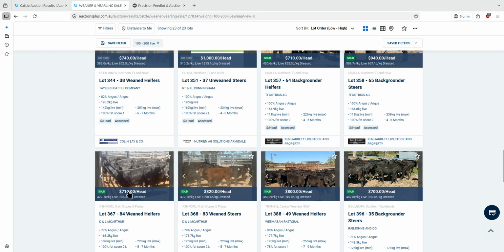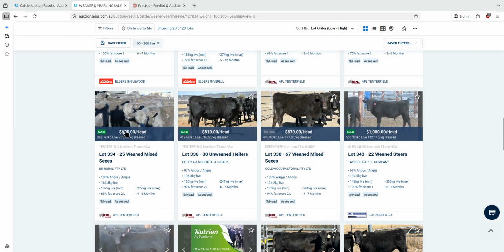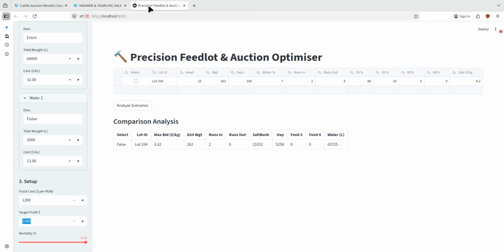So what have I got here? I've got $3.62 to spend per kilo. Is this lot going to work for me? Where has it gone? To there. $6.25 a head. $3.82. Whoa, 20 cents a kilo off. So I calculate that at 0.2 times, yeah, 262, $52 times 24. I'm going to lose $1,200, so I just lost my money.